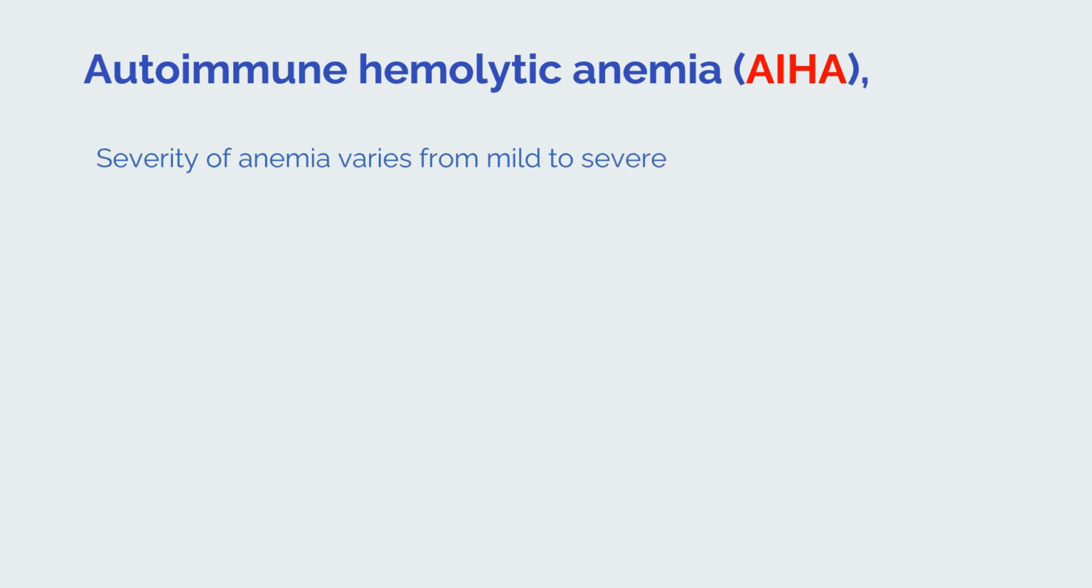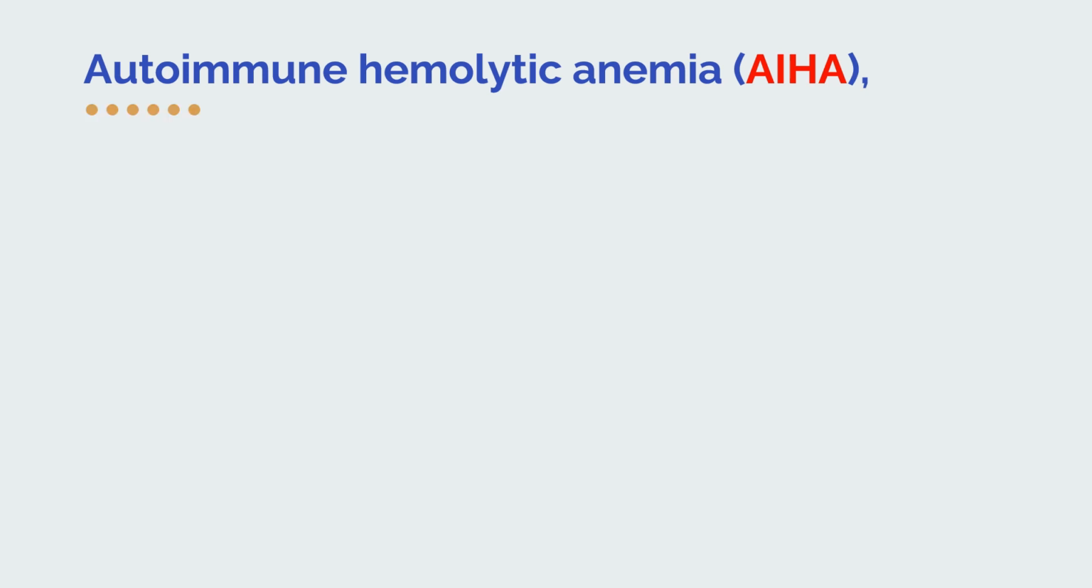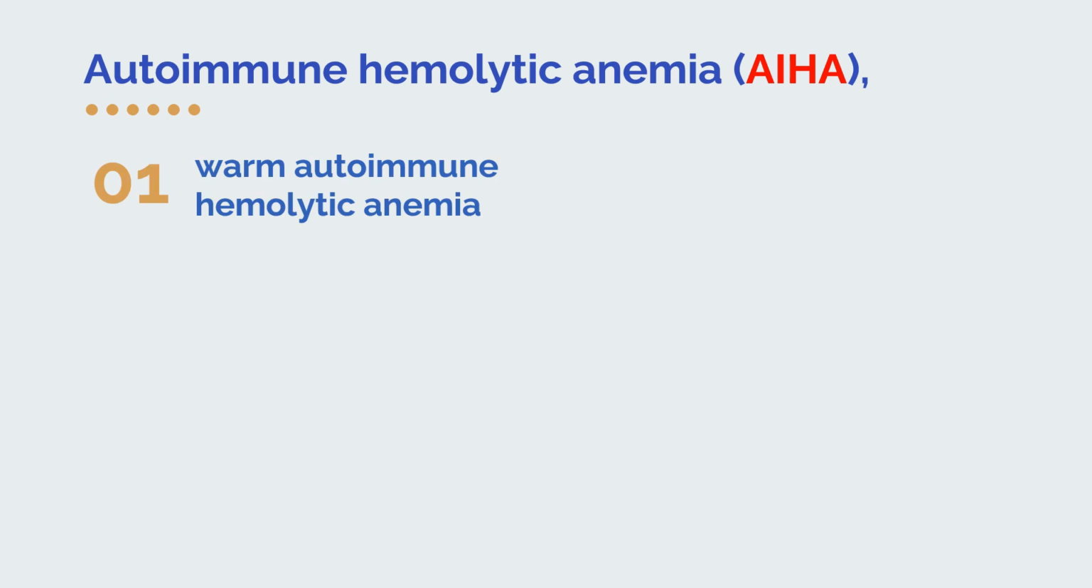The severity of anemia in AIHA can vary, ranging from mild to severe, and the onset of symptoms can be either acute or gradual. Several factors influence the severity of anemia, including characteristics of the autoantibodies, antigen characteristics on RBCs, and patient-related factors. Autoimmune hemolytic anemias can be categorized into 4 main types based on the characteristics of the autoantibodies and the mechanism of hemolysis.